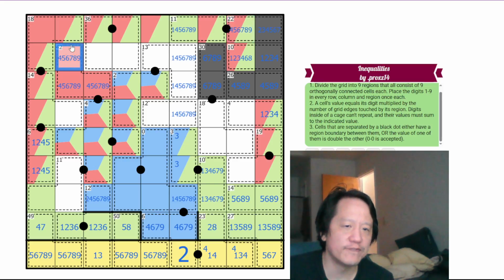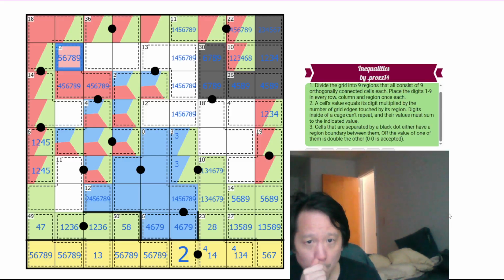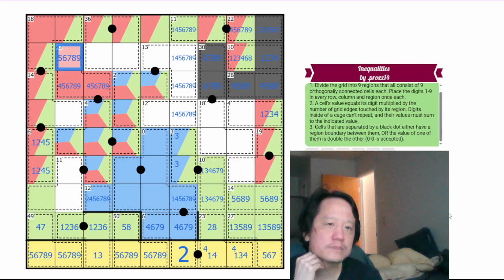This can't be 4. If this is 4, that would force both of these to be 8 and 9, which would eliminate all possibilities here. This is pretty difficult.